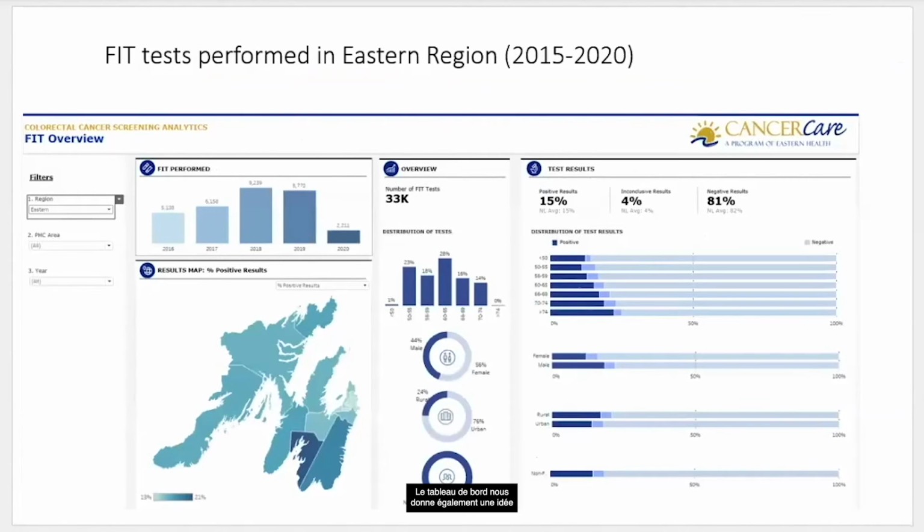The dashboard also gives us an idea of the volume of fit tests that we've done. What we've done here is broken it down by the Eastern Health region of Newfoundland and Labrador, primarily the Avalon Peninsula, the Burin and Clarenville Peninsula, where we see approximately 60% of our population. You can see the number of tests that we've done over the past 5 years. We get a breakdown by age cohort. You can see here that the 60 to 65 year range is where we get our highest participation. We get an idea of those that have tested positive and those that have tested negative and inconclusive. It begins to tell that narrative, if you will, of population-based screening as we've grown and moved along over the past 5 years.